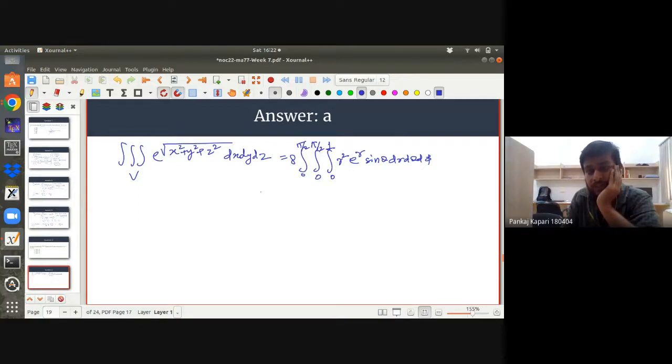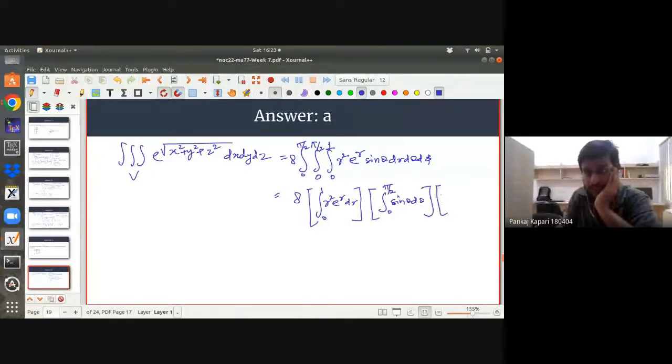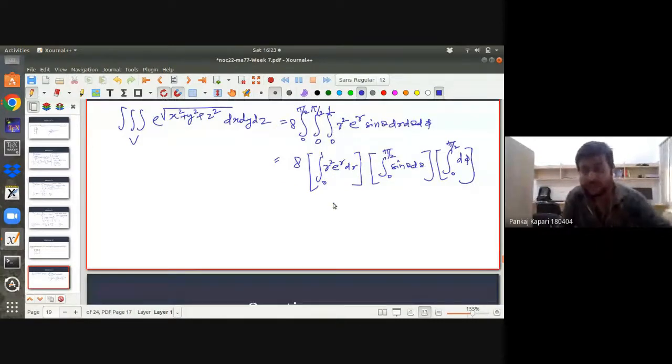So how do we integrate this? Because the limits are constant, we can write this integral as a product of three integrals. The first integral is r square e to the power r dr from 0 to 1. The second integral is sine theta d theta from 0 to pi by 2. The third integral is just d phi, so there's nothing; we are integrating a constant function, from 0 to pi by 2. Let's find these integrals one by one.